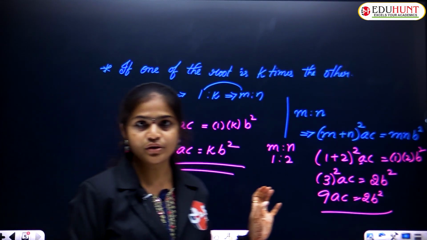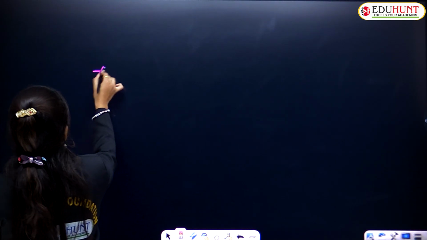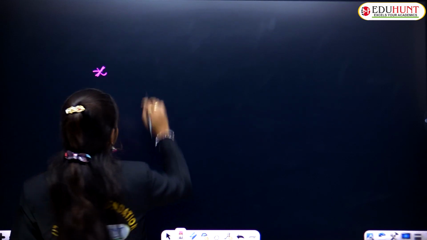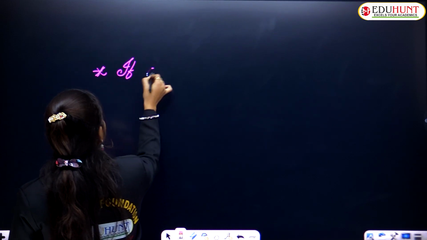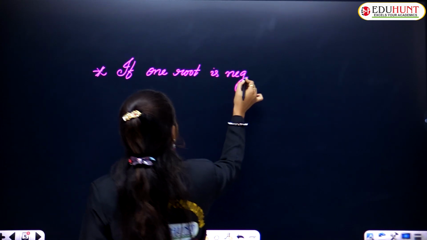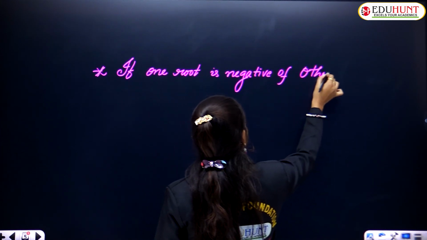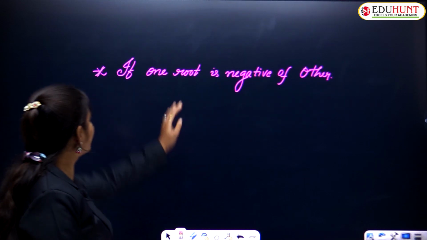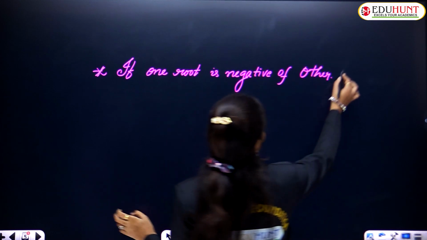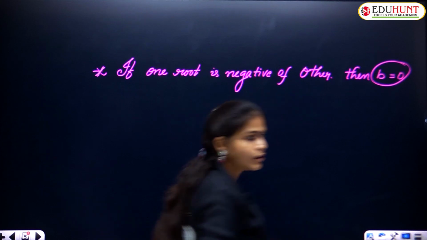After this we have one more condition. What is that? See here. If one root is negative of the other, okay, so this is a condition. What is that? If one root is negative of the other, in that case what changes will happen? In that case, b is equal to 0. Okay, this is the condition.